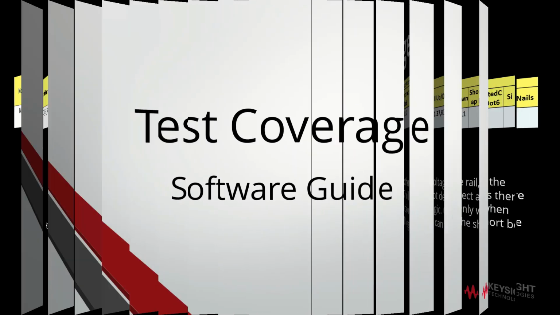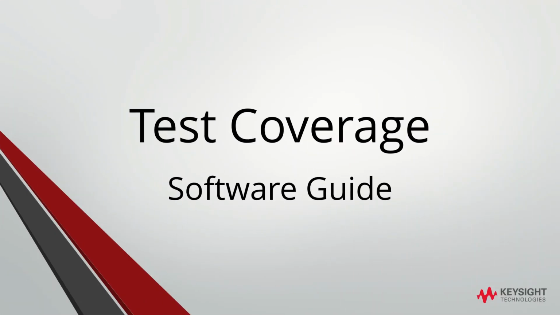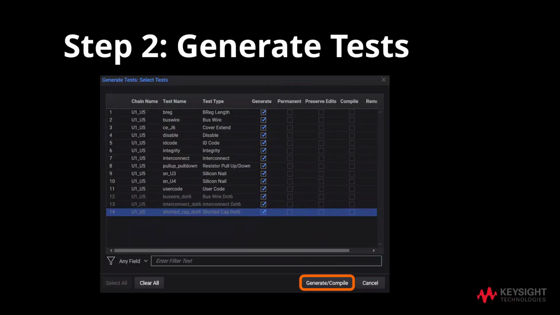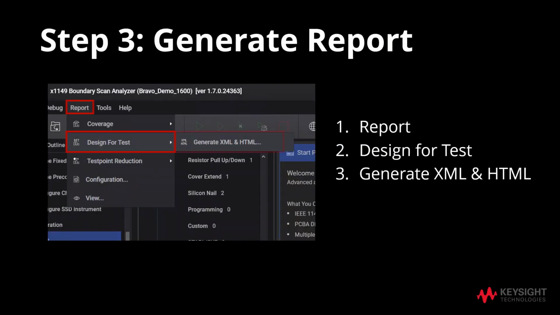We will now proceed to test coverage software guide. Firstly, start by initiating the configuration of chain. After configuration of chain, generate all the tests. Following that, click on Report, Design for Test and lastly, generate XML or HTML.